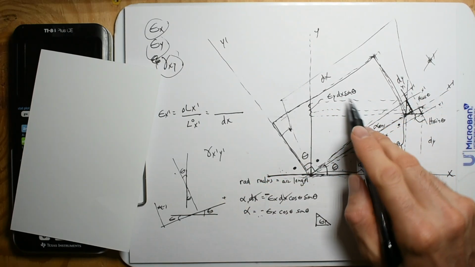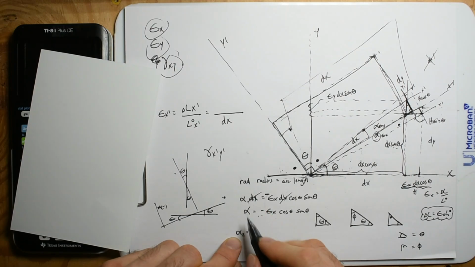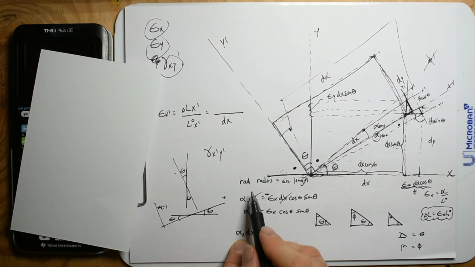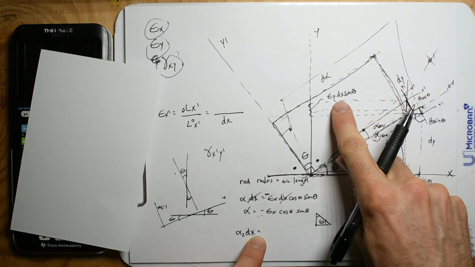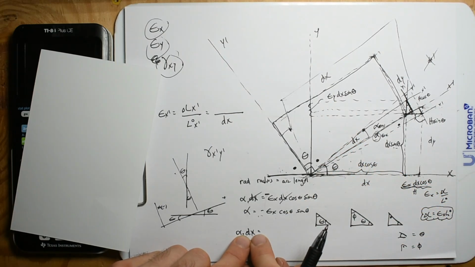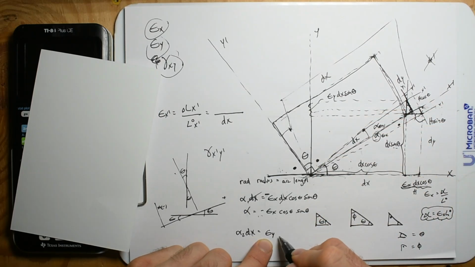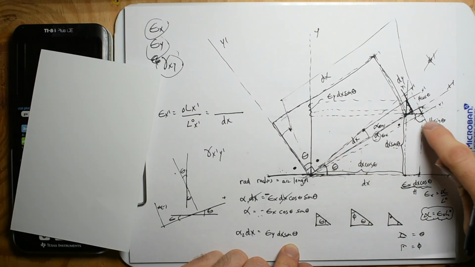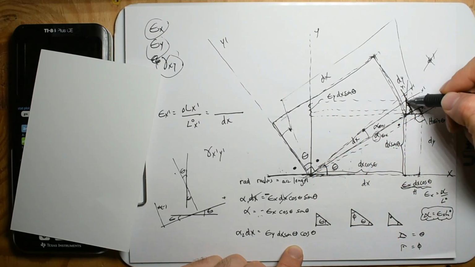So now let's do our second alpha term. Radians times radius. The radius is still the same. So alpha times dx is going to be, and I'm not worried about sine right now, I'm just doing radians times radius, which is this arc length. This arc length is strain in the y, dx sine theta. And then we're going to have the cosine theta. And that is this arc length.